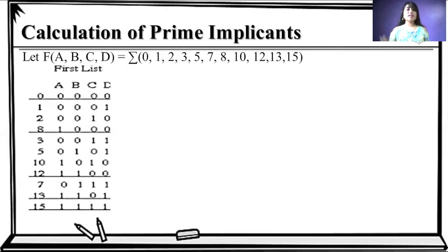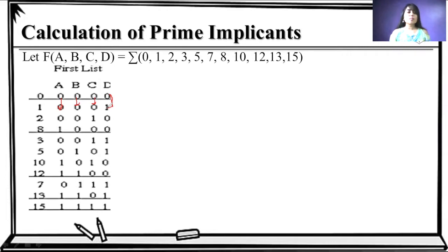Which differ by 1 bit only. Here let's take an example. We have 0 and 1 over here, 0 and 1 over here. Compare this: we have 0, 0, 0. Three bits are the same and only 1 bit is different. So here we have to combine this into one term.